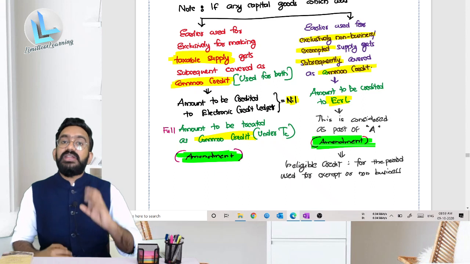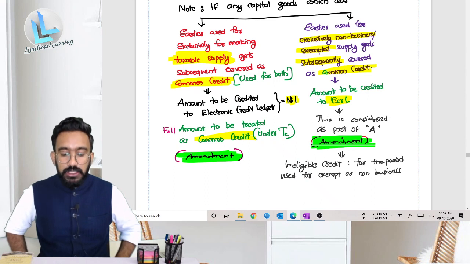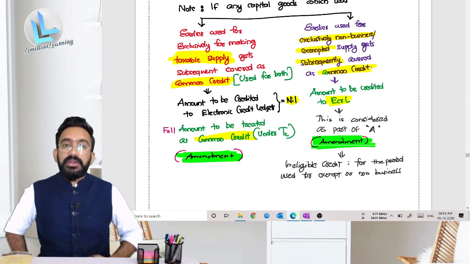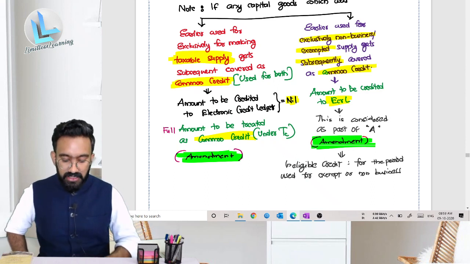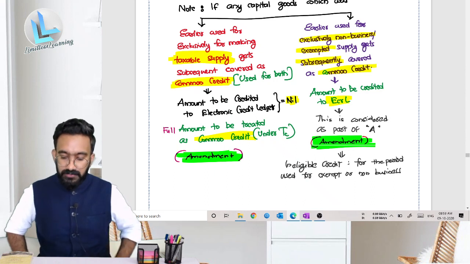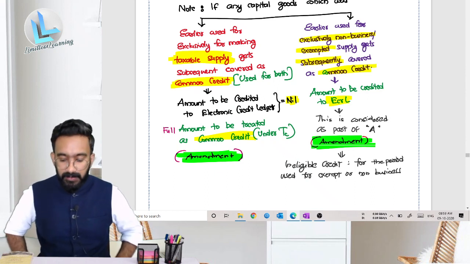There is a conversion that could happen, which means earlier if there is a capital goods used exclusively for making taxable supply gets subsequently covered in common credit, which means that it started being used for both taxable as well as exempted, then the amount credited to electronic credit ledger would be nothing, but then full amount will be treated as part of common credit, which was earlier different. They used to reduce 5% and then make it part of common credit. Now full amount will be part of common credit.